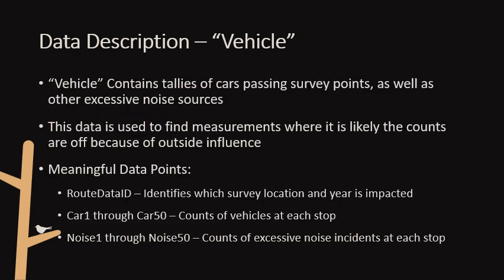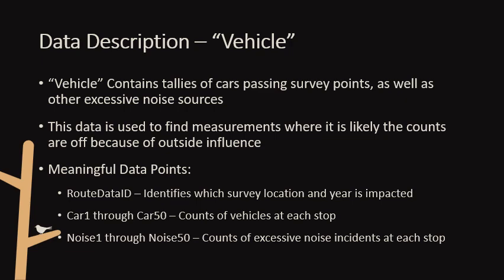Then vehicle, as I said, it's a little misnamed. It's really more interruptions. It contains two things. First off, it's a tally of the cars that passed the survey point. And it's also other excessive noise sources. There was an explosion, that sort of thing. That data is tracked in here.